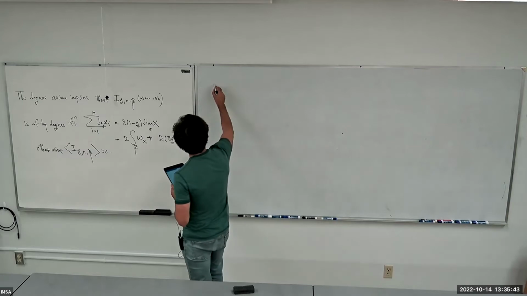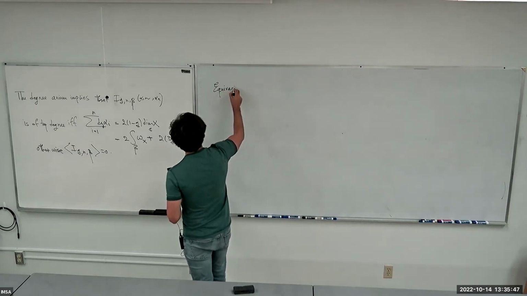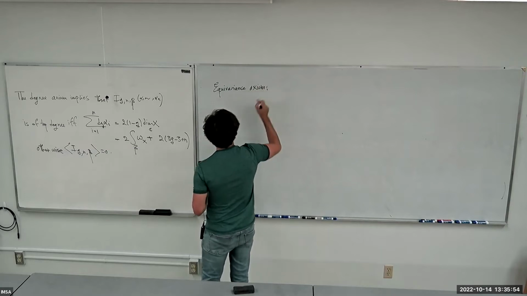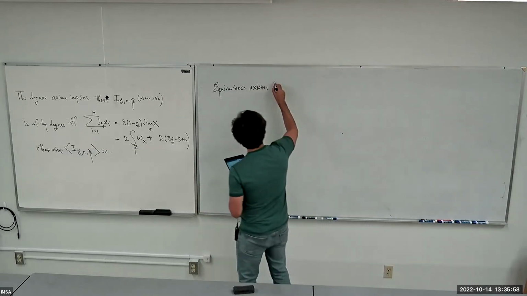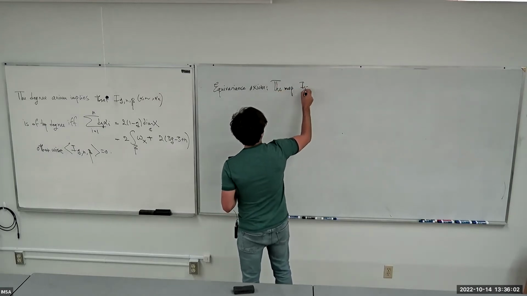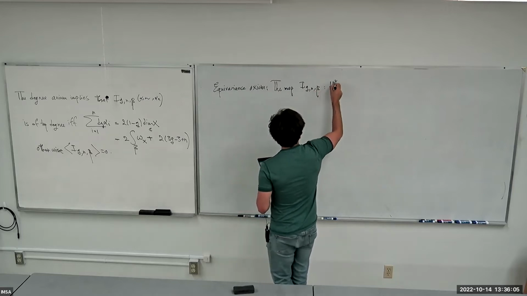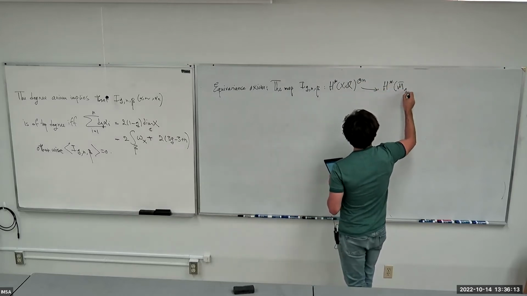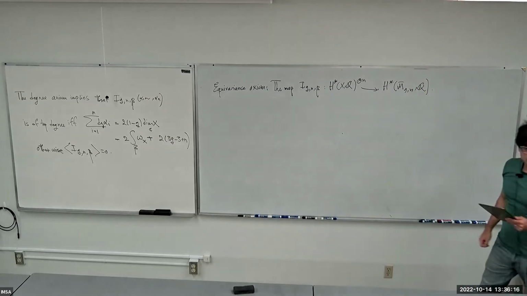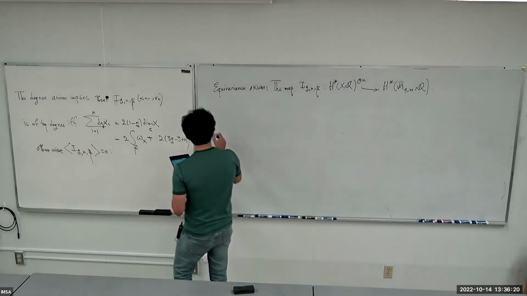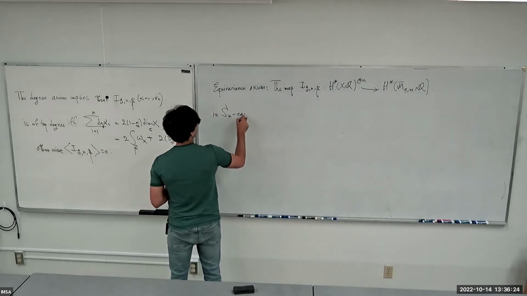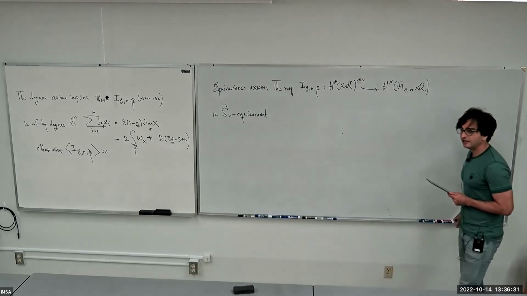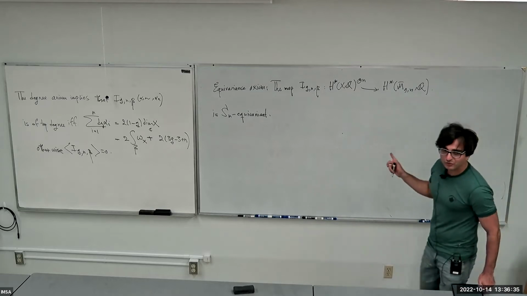Okay, so that's that. And then you have the equivariance axiom. Equivariance with respect to what? The map I_{g,n,beta} from X^q to H upper star of M bar g,n,q, this map is S_n equivariant, right? It's S_n equivariant, and you remember this thing.